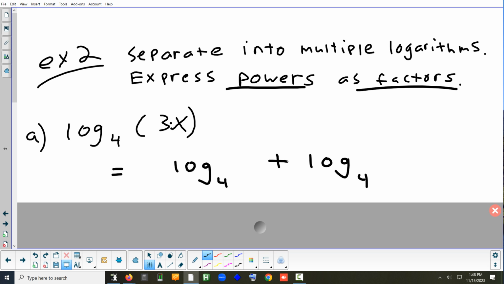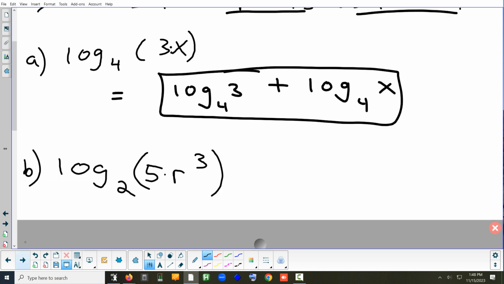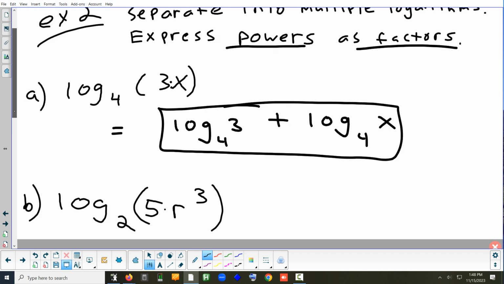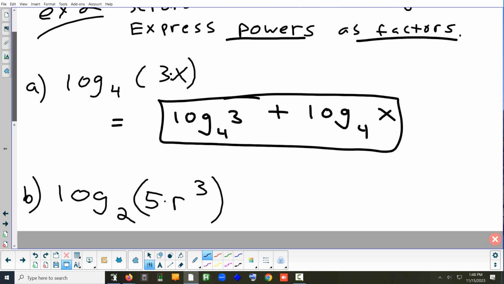What's going to be my first argument? 3. And my second argument? X. And that's how you take 1 log and split it into 2. When it says powers and factors, that means no exponents. We're going to do one like that next, where we do not leave the exponent at the top. We move it to the front.